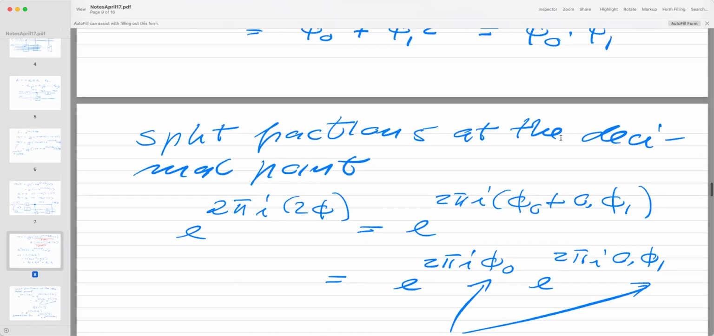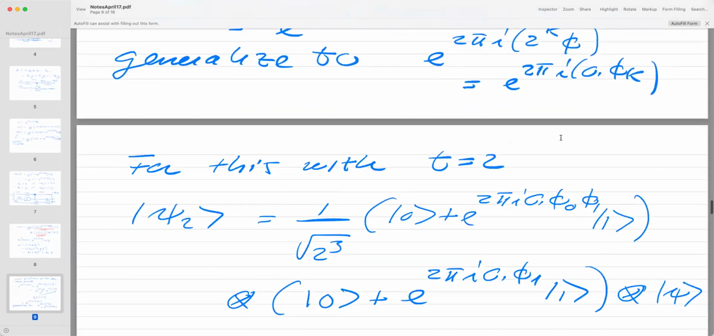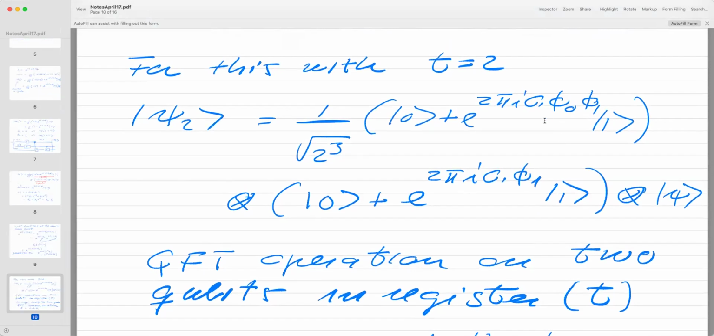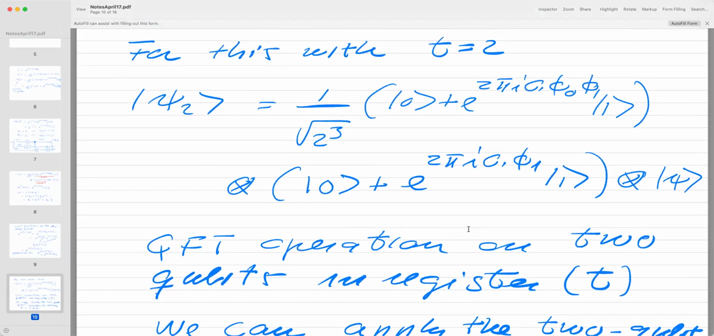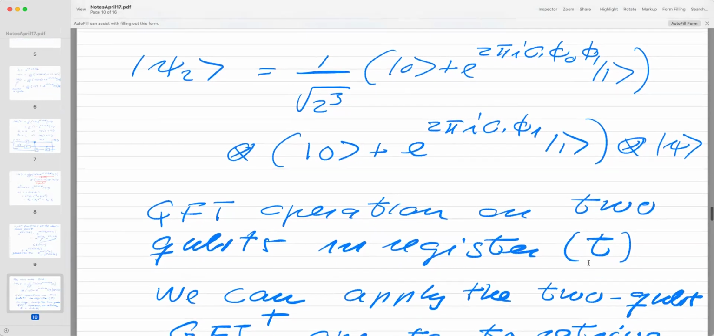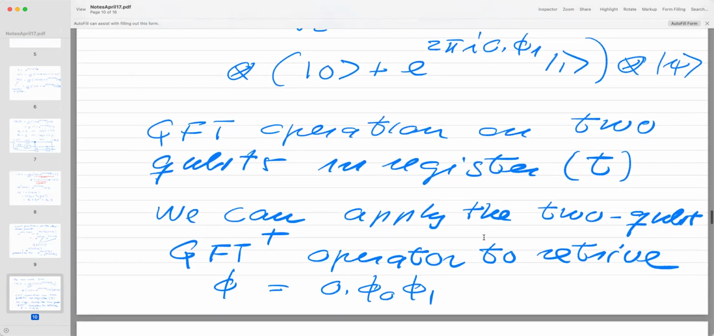And there are some small tricks which I'm not going to repeat here, but when you do this, you can rewrite these states in terms of these qubit values. So you would have phi 0 equals 0, 1, or phi 1 equals 0 and 1, and then the same here. So this is the same as doing a quantum Fourier transform operation on 2 qubits in this register T. So that is equivalent with that. Then the basic recipe is to apply an inverse Fourier transform, because these are unitary operations. And then when you do that, you can retrieve this value phi.